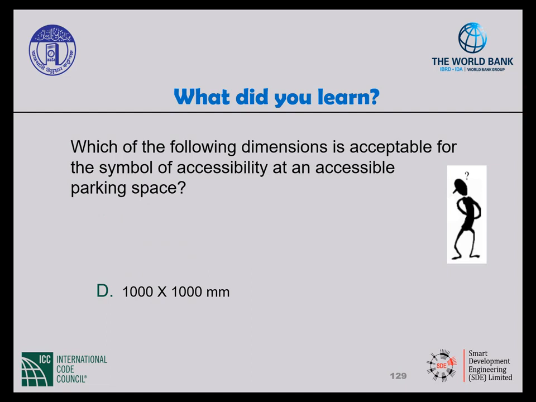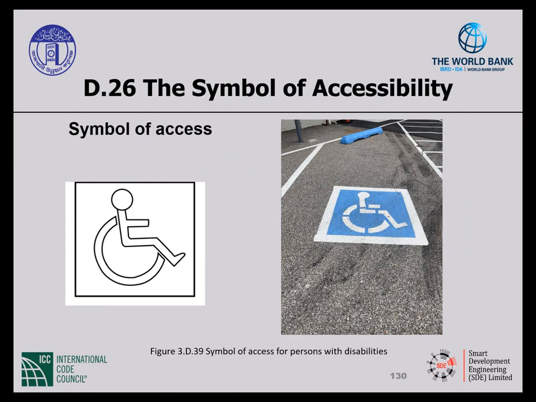And the answer is 1,000 by 1,000 millimeters. The symbol of accessibility is an internationally accepted language that shall be permanently and clearly displayed to indicate and/or direct to the location of various accessible facilities in and around the building. The symbol, as you can see, is a person in a wheelchair that contrasts with the background. It's generally a white symbol on a blue background.